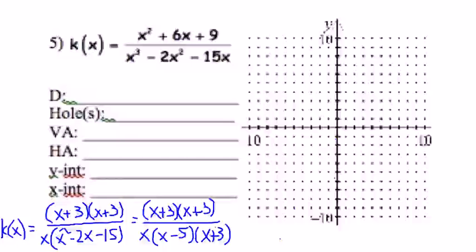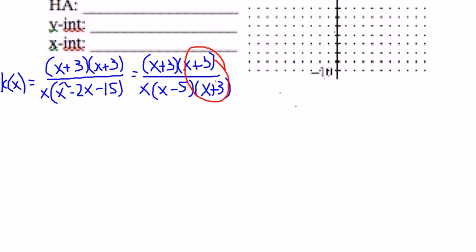The first step is always to factor the numerator and factor the denominator. So I've done that. And you look for common factors to see if you have any holes. Well, x plus 3 is a common factor, so that means we have a hole. To find your hole, you set the common factor equal to 0. Solve for x. So the hole happens at x equals negative 3.